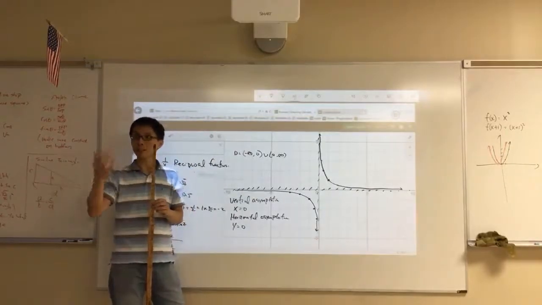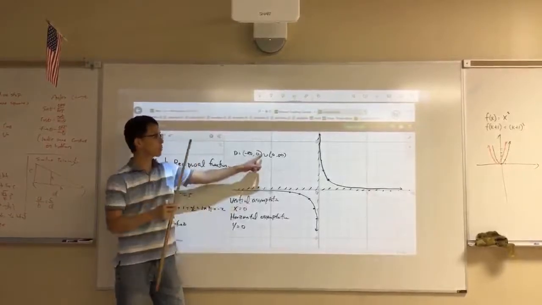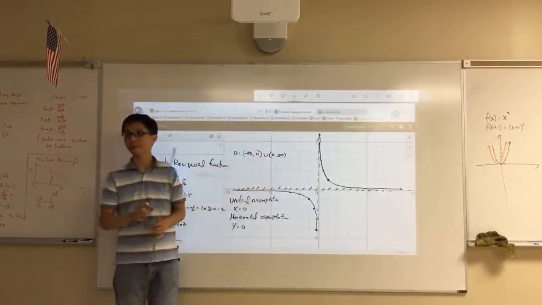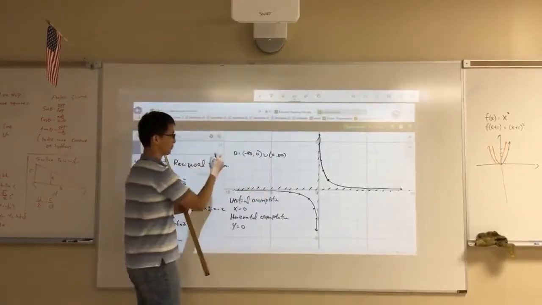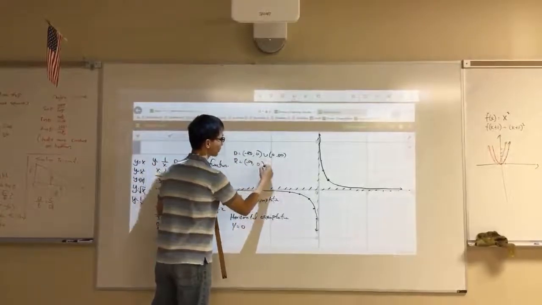Alright, so some people say they don't get it. I'm just going over it again. No, I don't understand the union. Oh, union just because there's two intervals. You can say it's two things together. Because it's not touching, so it's not. Oh. It's two different things. So range is going to be the same thing.